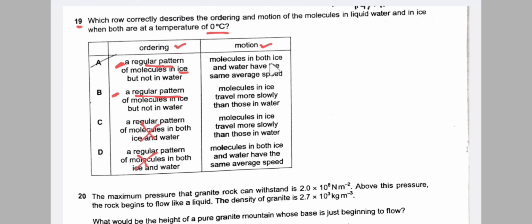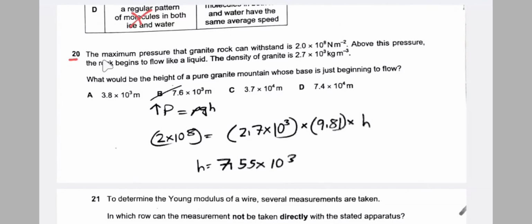And what is the motion? Since they are at the same temperature, that is 0 degrees centigrade, and temperature is related to kinetic energy, since temperature is the same, kinetic energy is also the same. So the average speed of both water and ice is the same. That is option A.